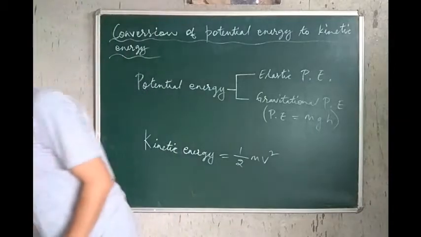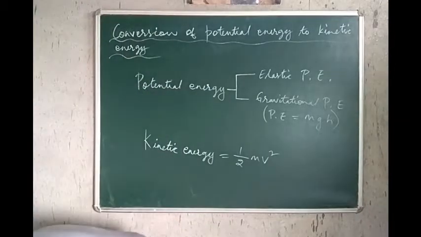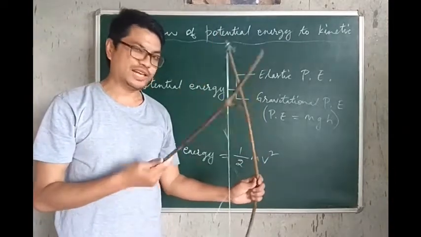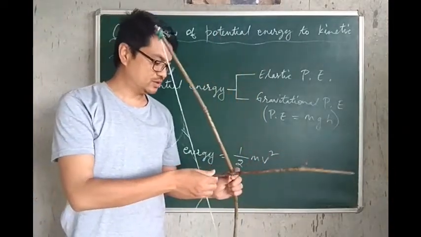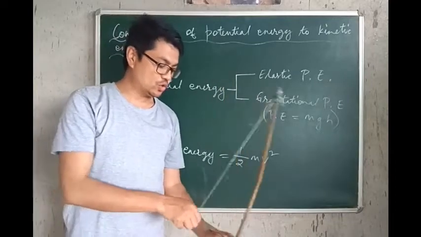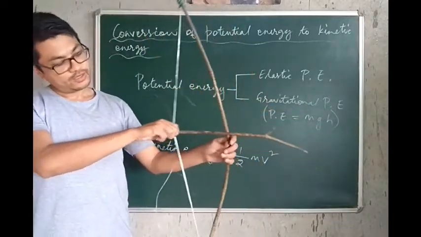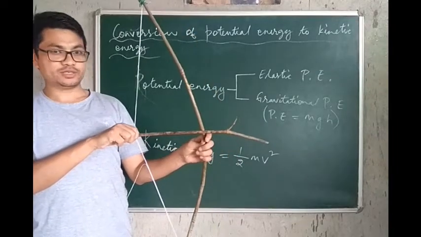I have also made a handmade bow, and we have this arrow. So when I pull this bow, what happens?